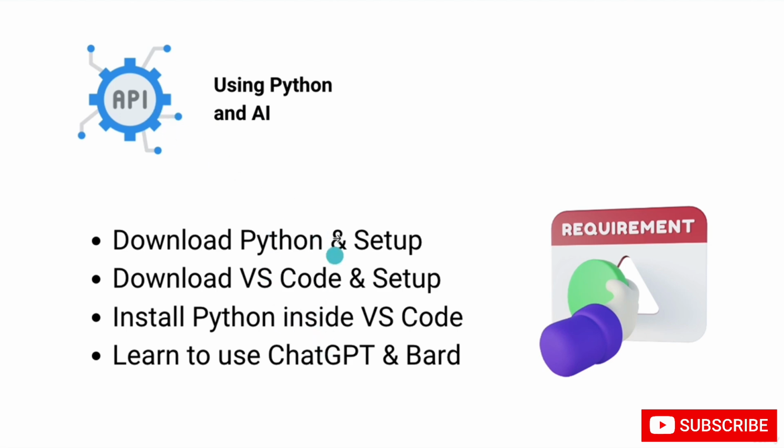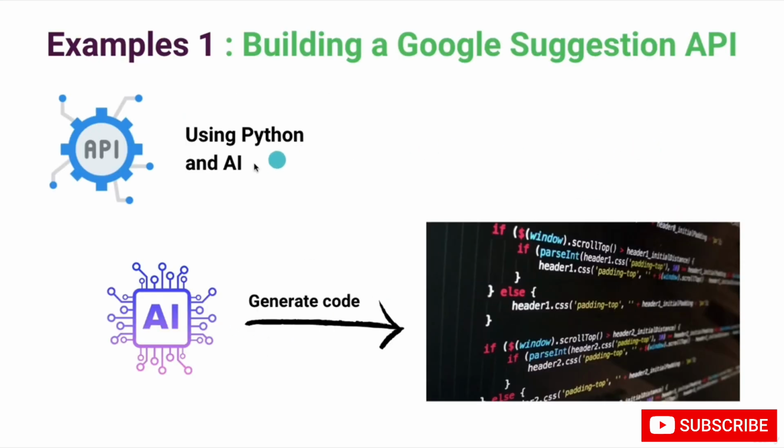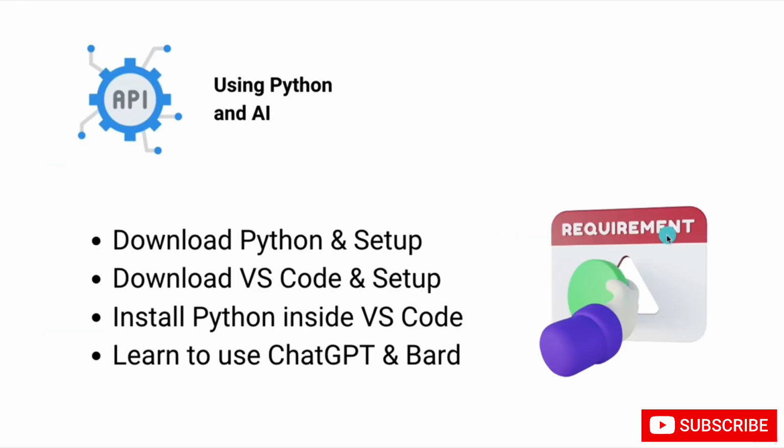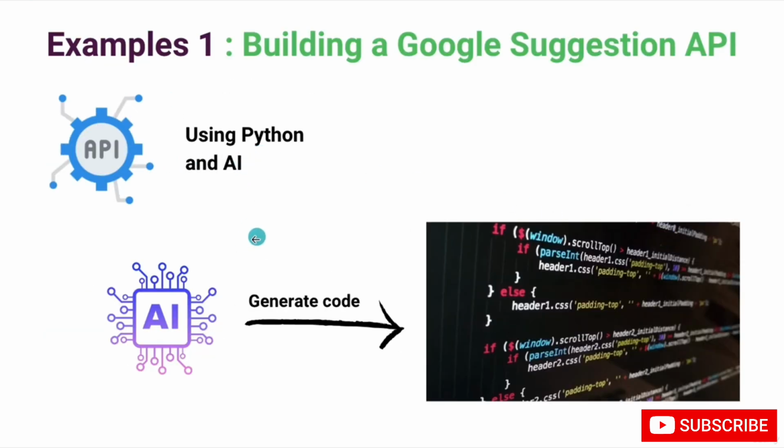So please make sure you fulfill these requirements, watch everything I have told you, do all the requirements, and only then proceed further. Now guys, I think by now you have completed all the requirements and we can proceed. I have taught you 2 ways we can build an API, using Python and AI. Let's see how we can do that. We will use AI, let's say ChatGPT or Google Bard, to generate code for us, and whatever code they generate, we will use it to create APIs.